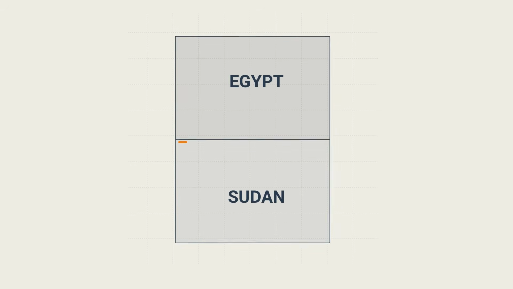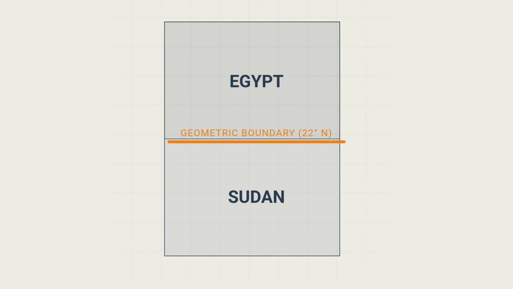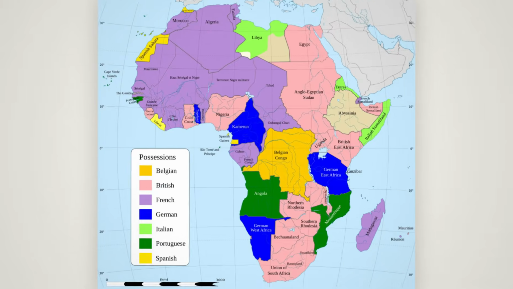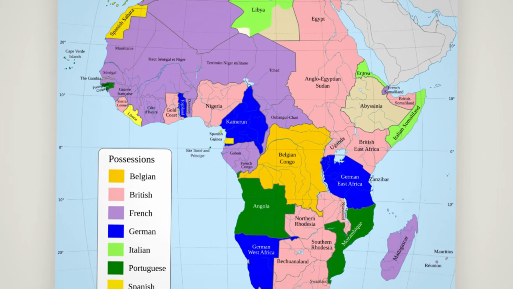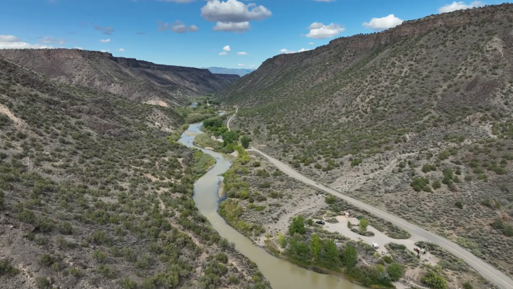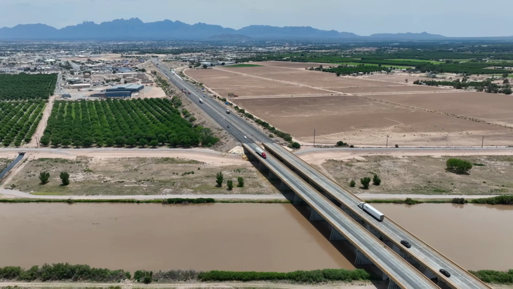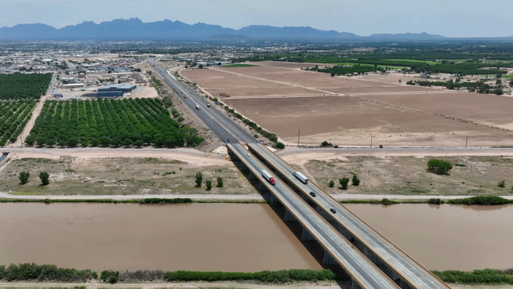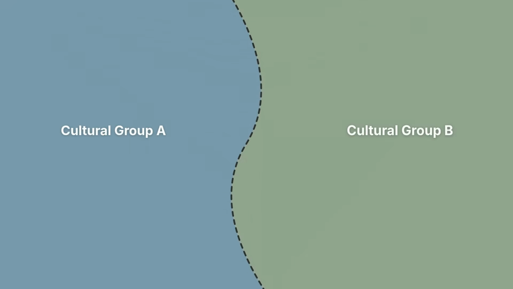Borders are another major topic in Unit 4. A boundary is the legal border between states. Boundaries come in different forms. A geometric boundary uses straight lines, often based on latitude or longitude. Many borders in Africa were drawn this way during colonial times. A physical boundary follows natural features like rivers, mountains, or deserts. The Rio Grande forms part of the border between the United States and Mexico. A cultural boundary follows language, religion, or ethnic patterns.